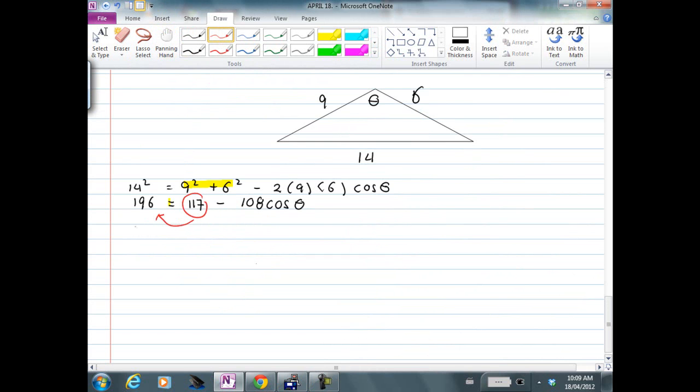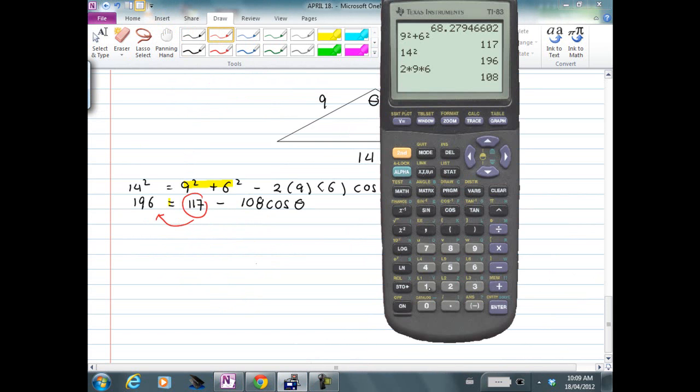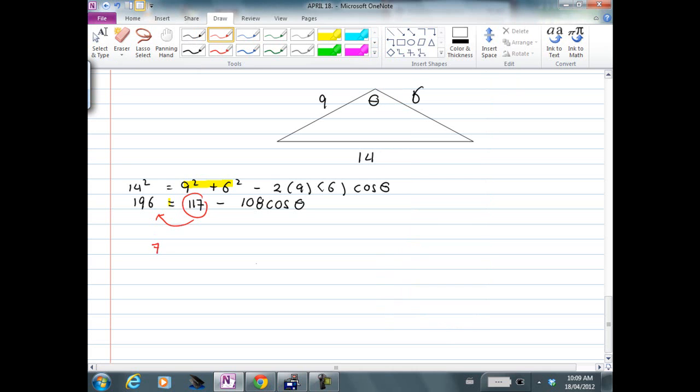So I'm going to move that over. So it gives you 196 minus 117, which gets you 79. So this is now 79 equals negative 108 cos theta. We're almost done. Bring the negative 108 over.